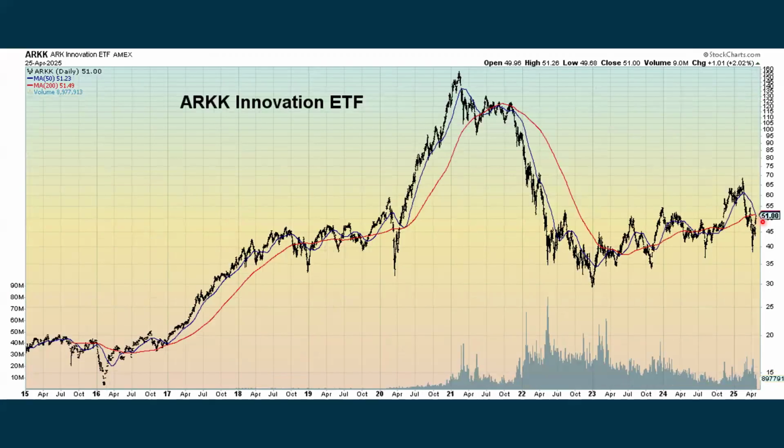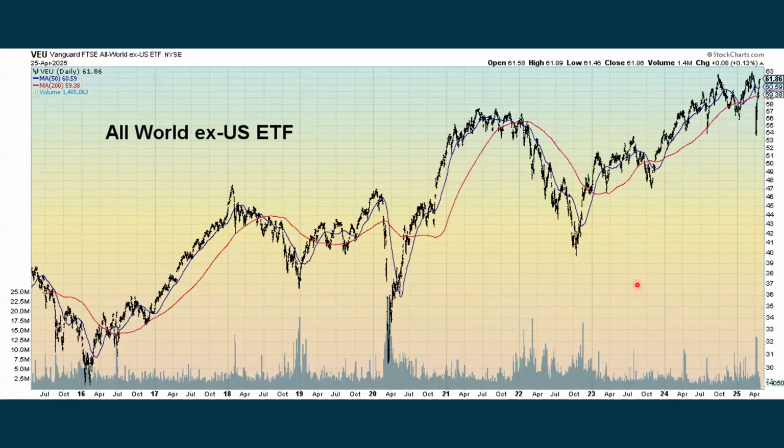ARC is just starting to generate a death cross here on the daily chart. It's hanging in there a little better on the weekly chart, but even though it's bouncing back up, this has seen some real weakness. We look at the all world ETF, which excludes US stocks. These are actually holding up a little bit better. They got hit too, but they've been bouncing back well.